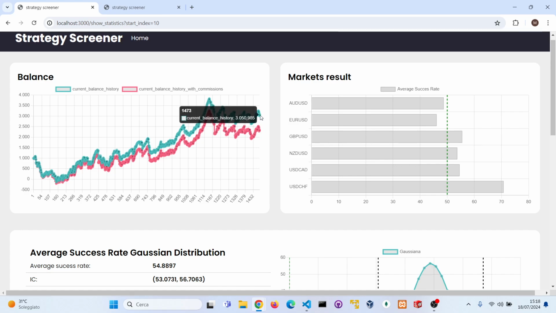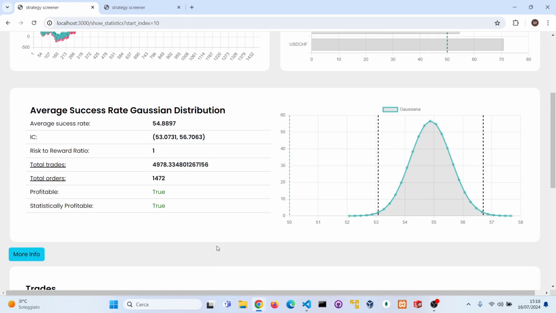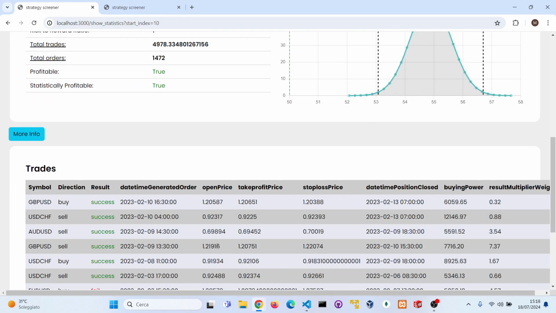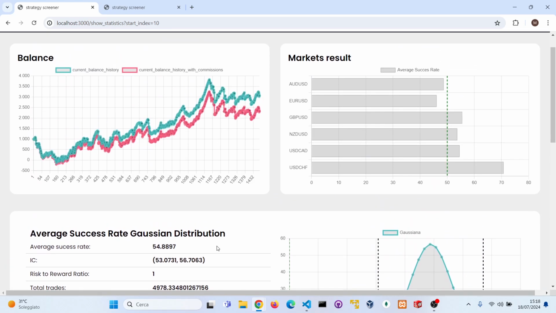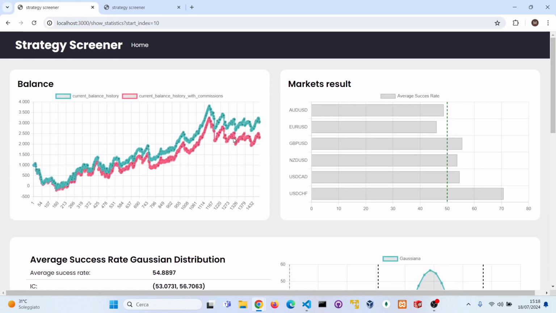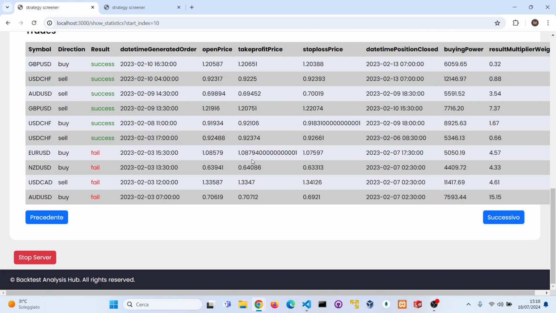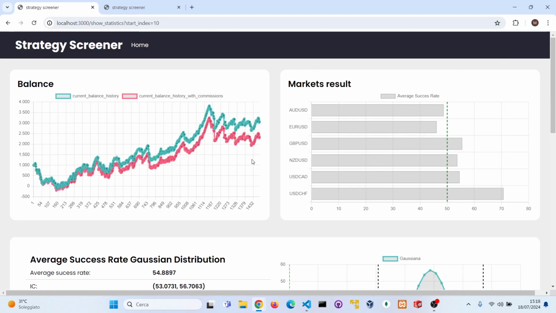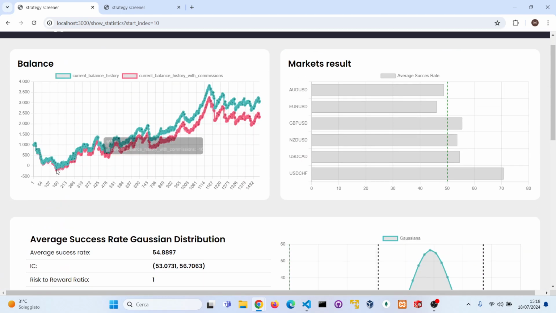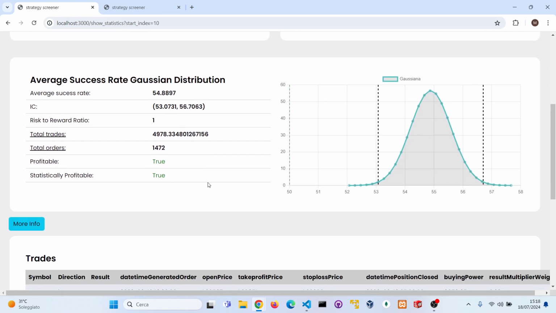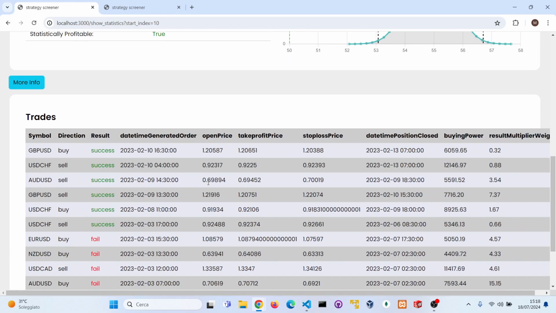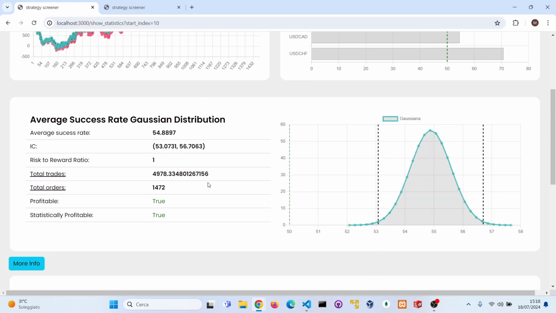We have the account now at $3,000 during the time it was tested, so from 2020 to 2023. So in 3 years the account grew really well. But the problem is here. So let's try with statistical analysis to improve the strategy.